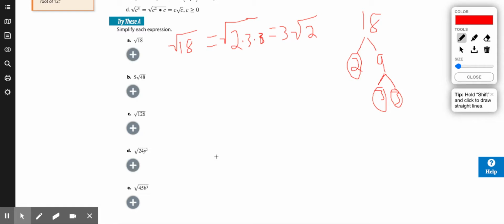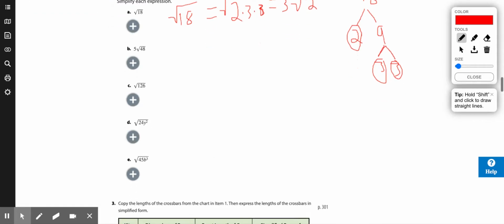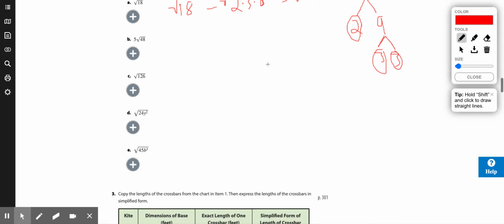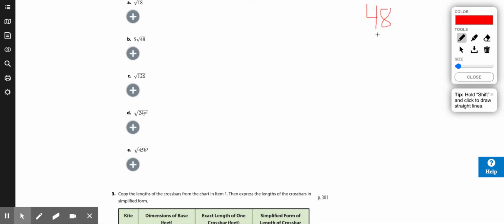Now this gets easier the more you practice, so let's keep doing a couple more. All right, let's try B. 5 square roots of 48. Well, let's break down 48. What do I know that multiplies together to get 48? Well, 6 times 8, that's 48. All right, 6 breaks down to 2 times 3. Those are both prime numbers. They can't be broken down anymore.